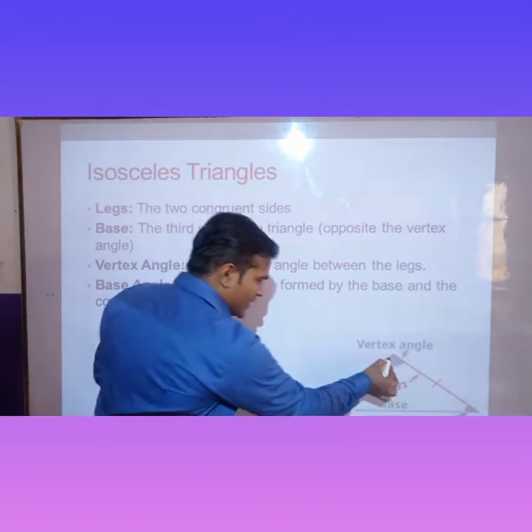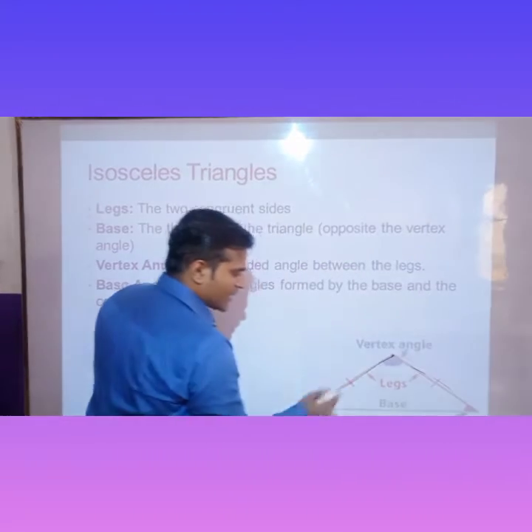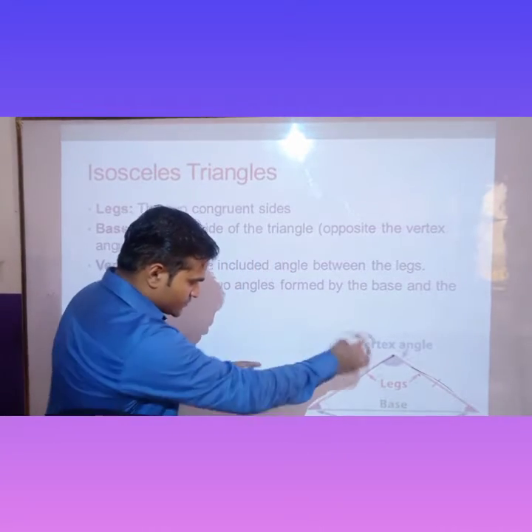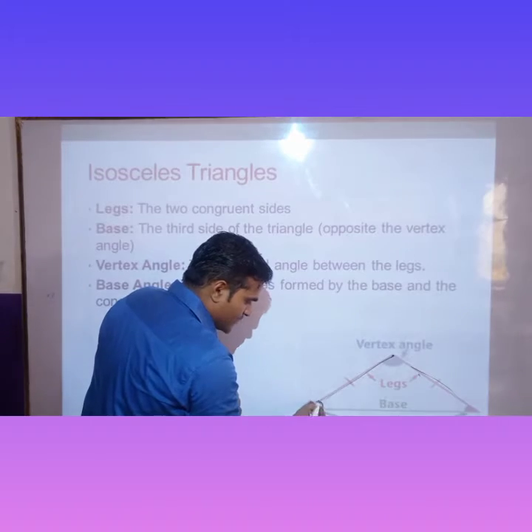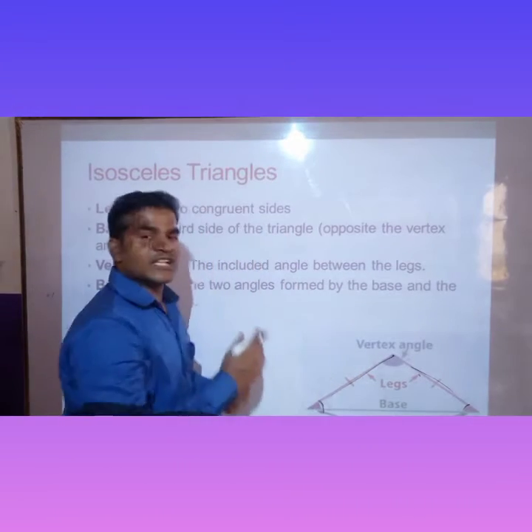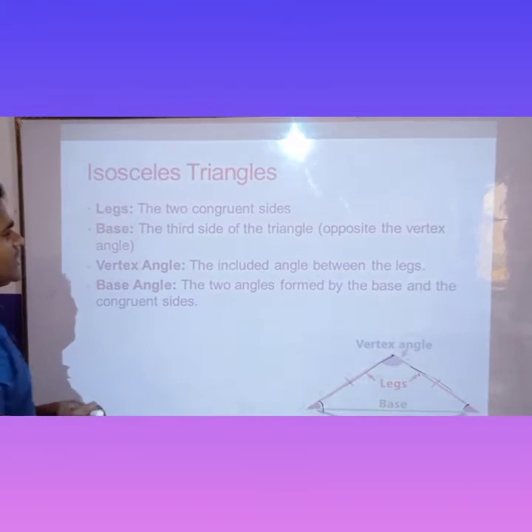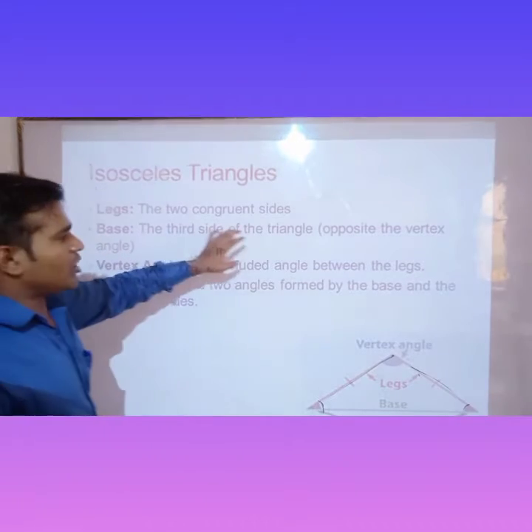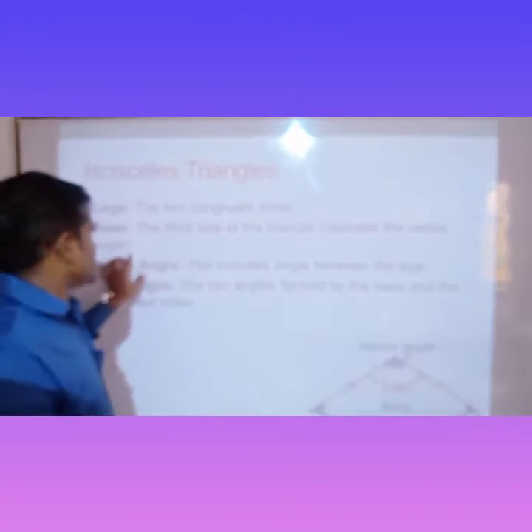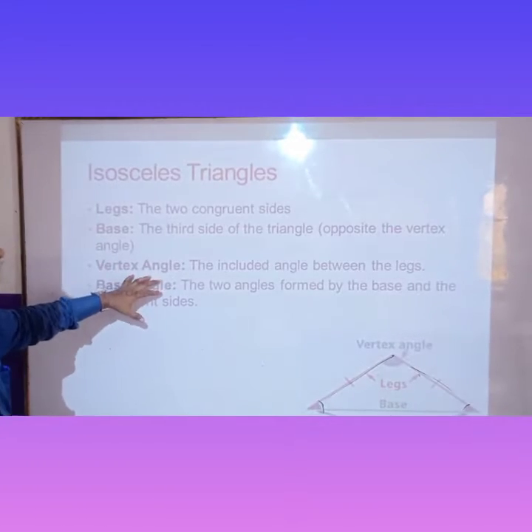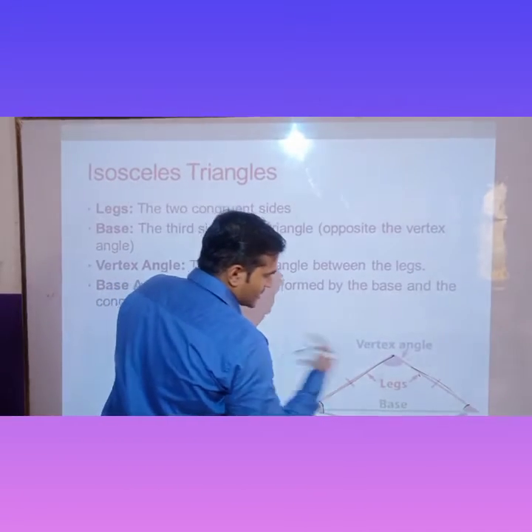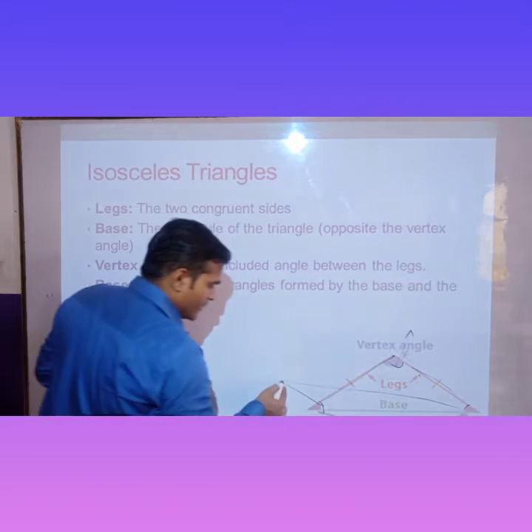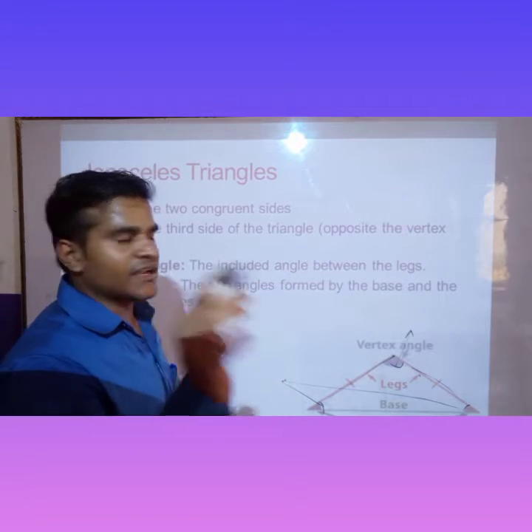So children, in this triangle, these two red sides are equal. These two legs are equal, and this is the base. If two sides are equal, then the base angles are also equal. Legs are the two congruent, meaning equal, sides. The base is the third side of the triangle, opposite the vertex. This angle is called the vertex angle, and these two angles are called the base angles. In an isosceles triangle, base angles are equal.